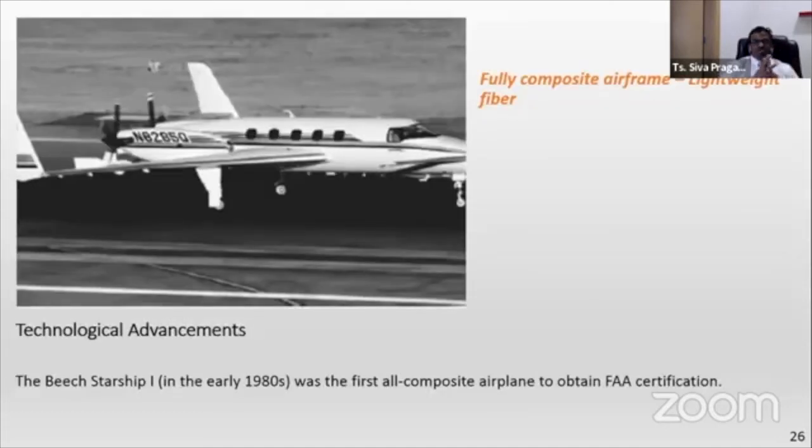Okay, when we are talking about this first section, that is the technological advancements in the airlines, the first and most prominent that we can see is the reduction of weight. So fully composite airframe, lightweight fiber. In the picture here, what we see is actually the Beech Starship 1 in the early 1980s. The Beech Starship 1 was the first all-composite airplane to obtain FAA certification, the first ever.